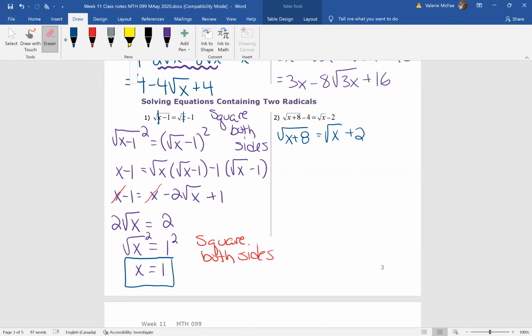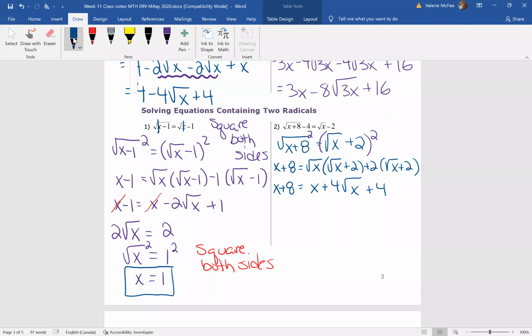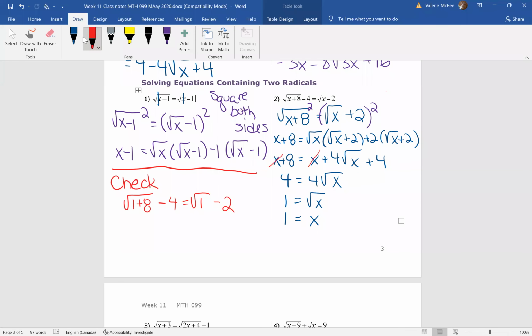The first thing I did was isolate the more complicated radical, the square root of x plus 8. Now we can square both sides. We can simplify each side and isolate our radical again. Finally, we can square both sides again and solve for x. Like all radical equations, we have to check our solution.